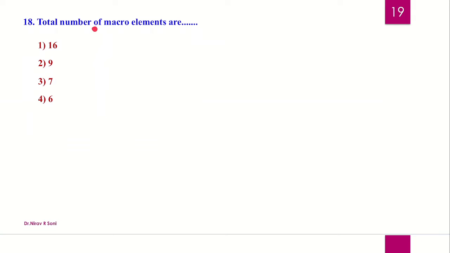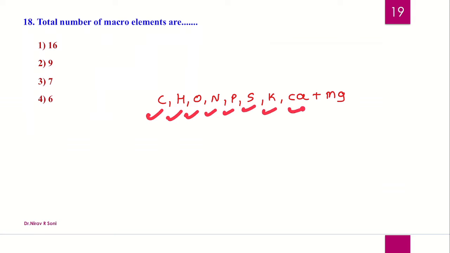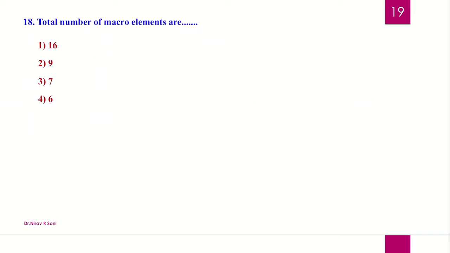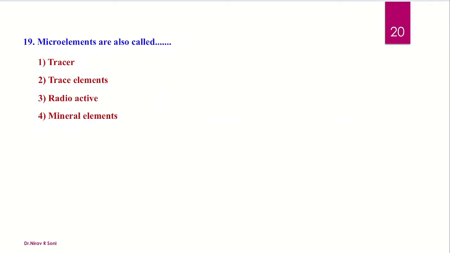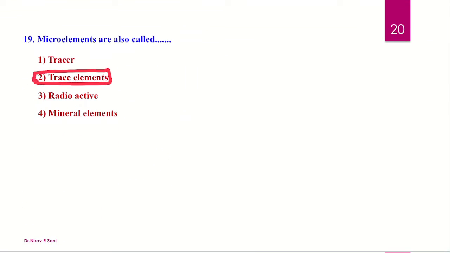Question number 18. The total number of macro elements: which type of macro element? These are carbon, hydrogen, oxygen, nitrogen, phosphorus, sulfur, potassium, calcium and magnesium. You can count 1, 2, 3, 4, 5, 6, 7, 8, and 9. These are the 9 elements under macro elements. So your option 2 should be correct. Micro elements are called trace elements.